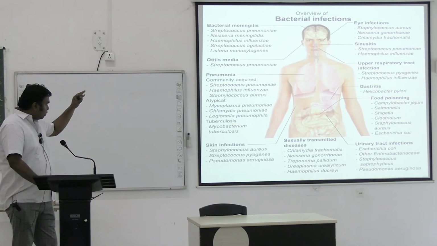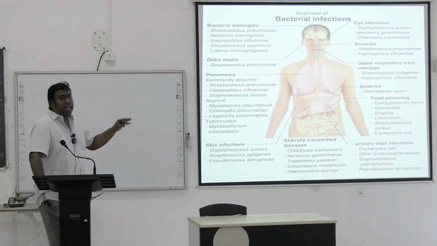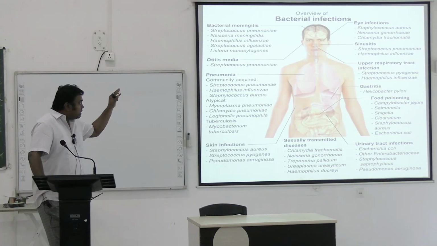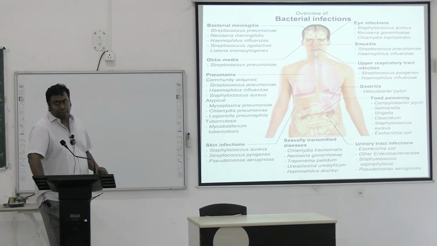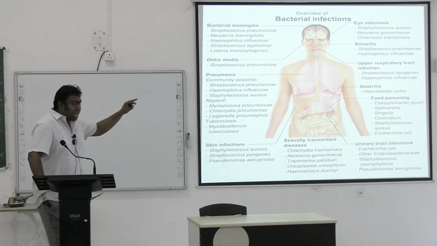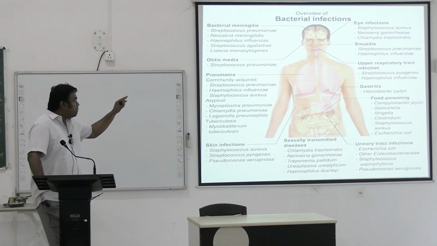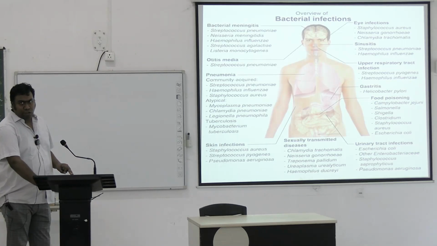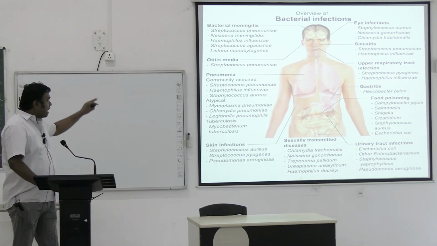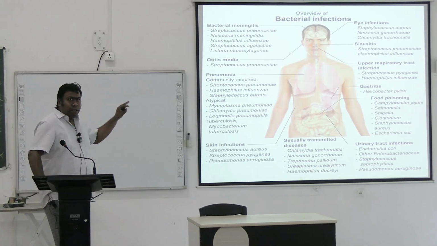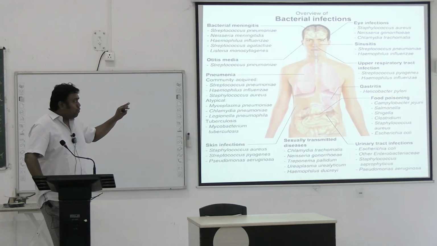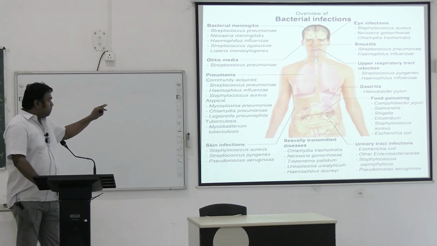After brain, we go to the eye. In the eye, there is Staph aureus, Neisseria gonorrhoeae, Chlamydia trachomatis. After eye, sinusitis. Sinusitis can be caused by pneumococcus or H. influenzae. Then otitis media, commonly Streptococcus pneumoniae or pneumococcus causes this otitis media.